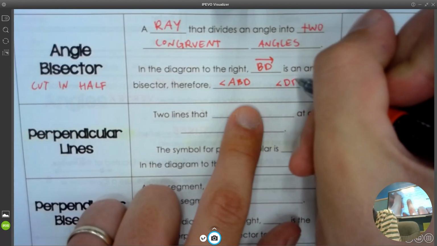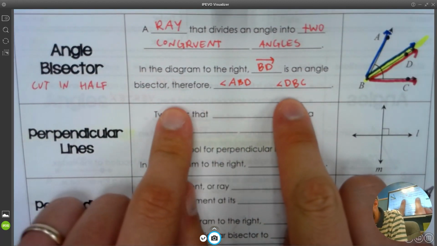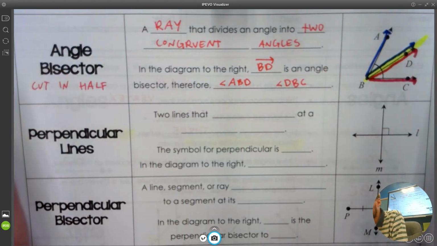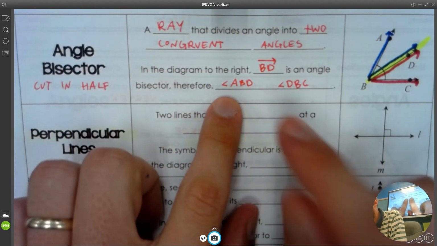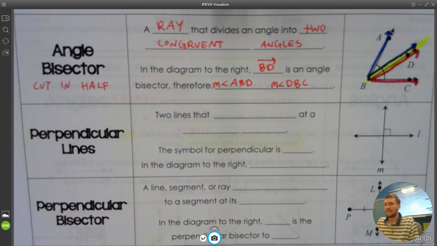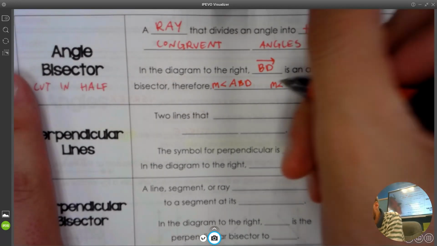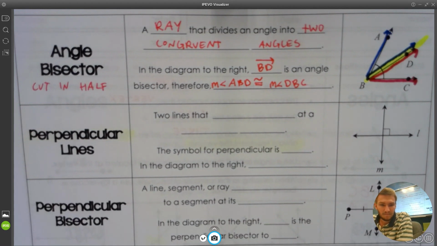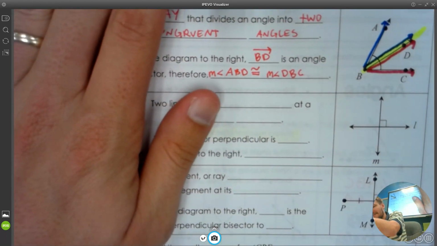So let's finish up this statement here. Because we got cut in half, the top and the bottom should be equal. In order to fill this in, we want to put M's in front of these angles because that's going to talk us specifically about the measurements of those angles. And we can put the congruent symbol. Now, the rest of these notes, the perpendicular and the bisector, we're going to be able to handle that.